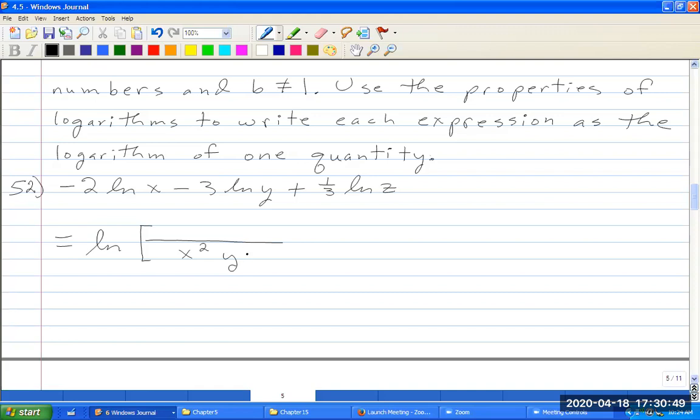Since there's a plus here in front of this log of z, the z will go into the numerator. And I'll have an exponent of 1/3, which is the same as a cube root. And that is your answer.